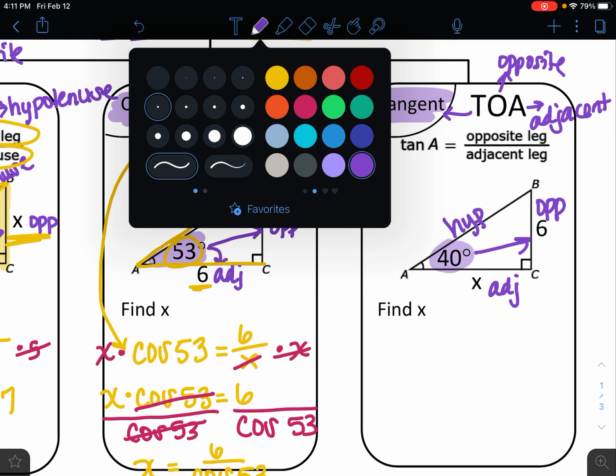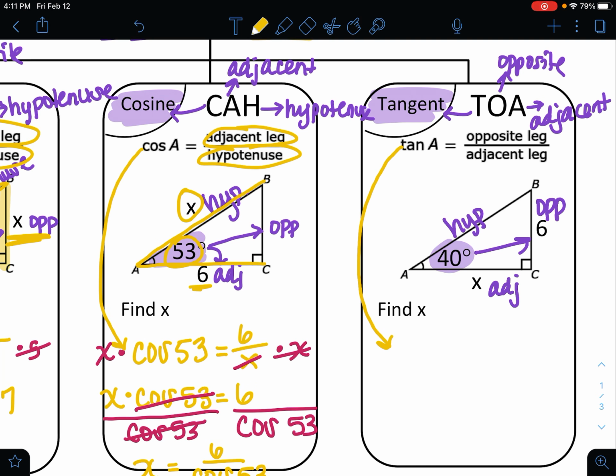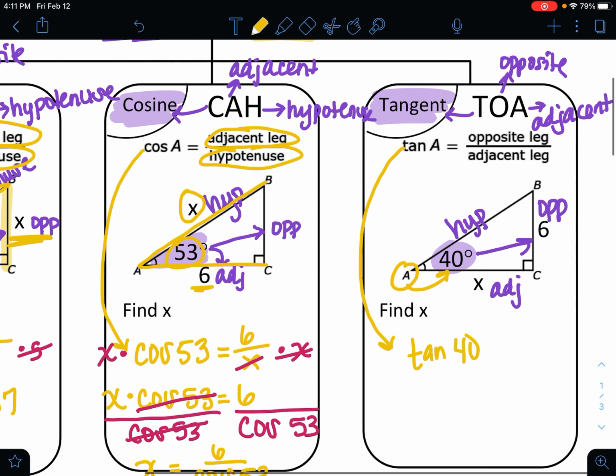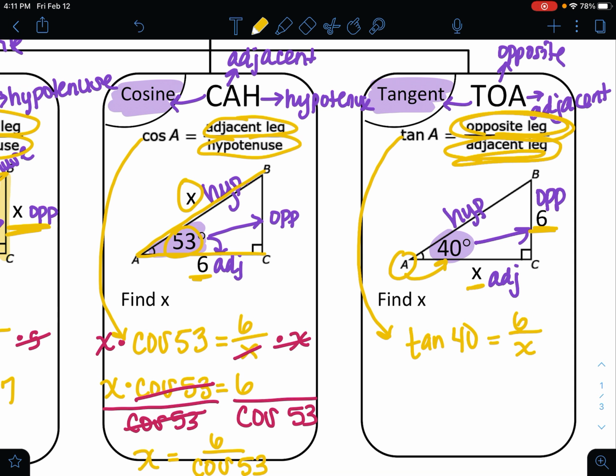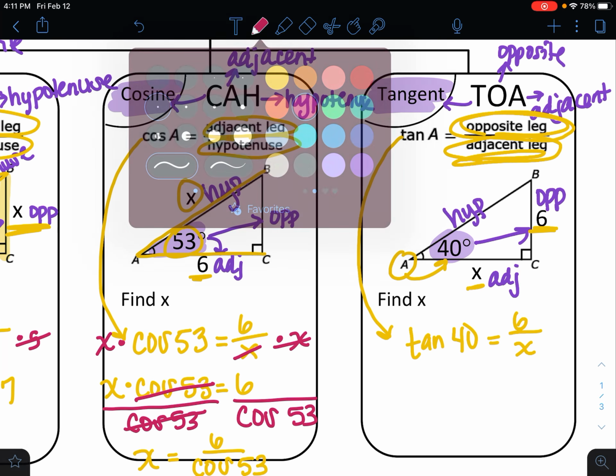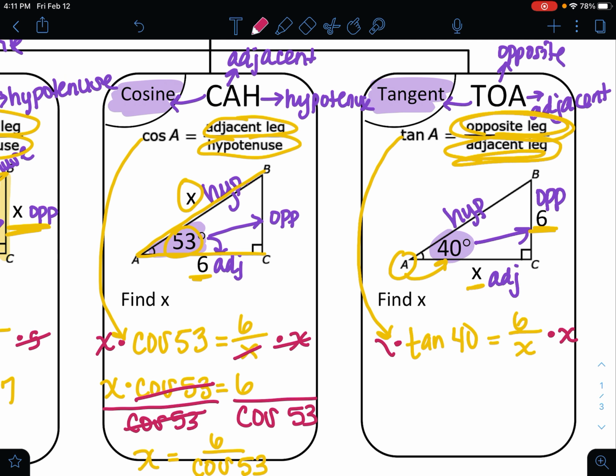All right, now we're going to take a look at the formula. That's going to be tangent, and A is 40 degrees. Angle A is 40 degrees, and that's going to equal the opposite, which is 6, over the adjacent, which is x. Again, x is on the bottom, so we're going to do what we did on that last example. Multiply both sides by x to cancel out the x. That leaves us with x times tangent 40 equals 6. But again, x is not by itself, so we still need to divide both sides by tan 40, or tangent of 40.